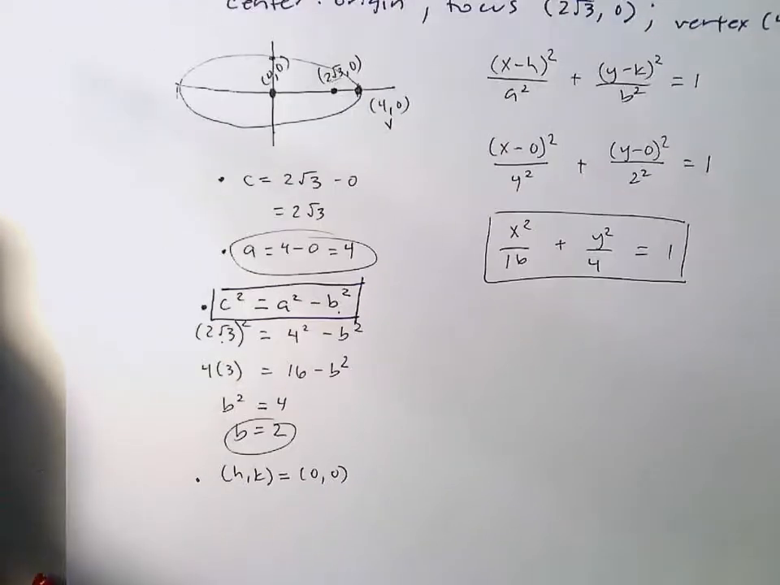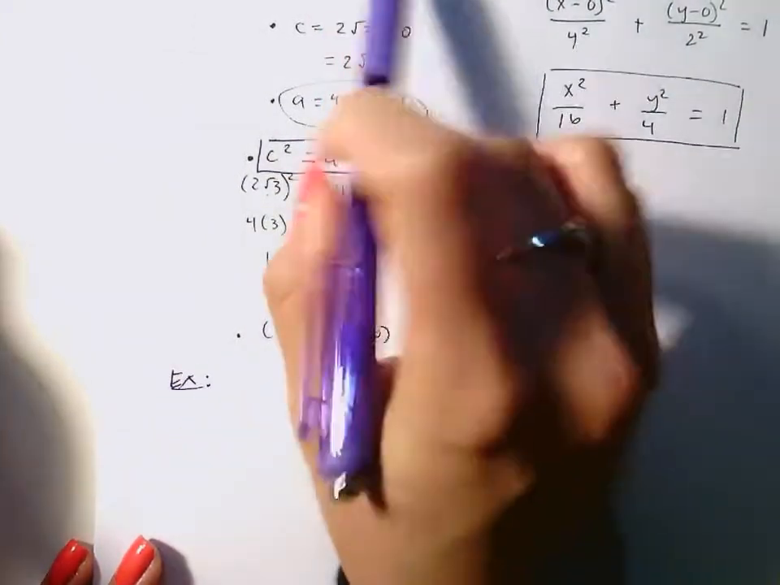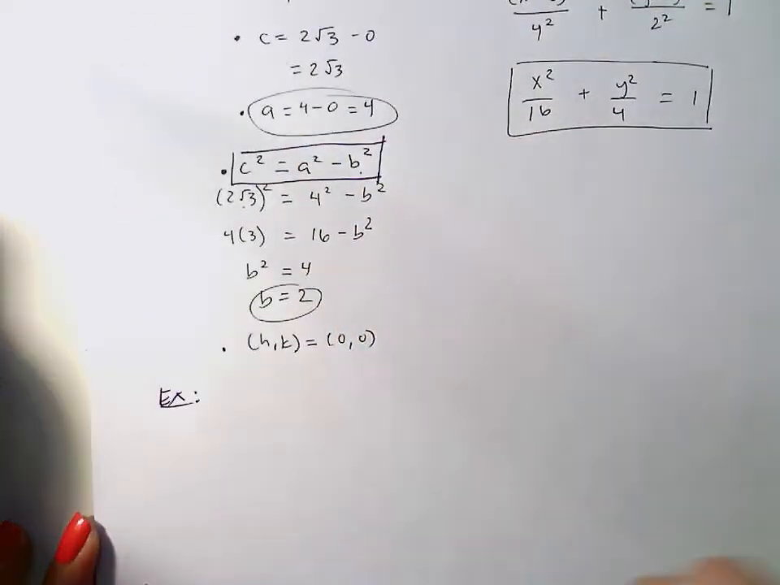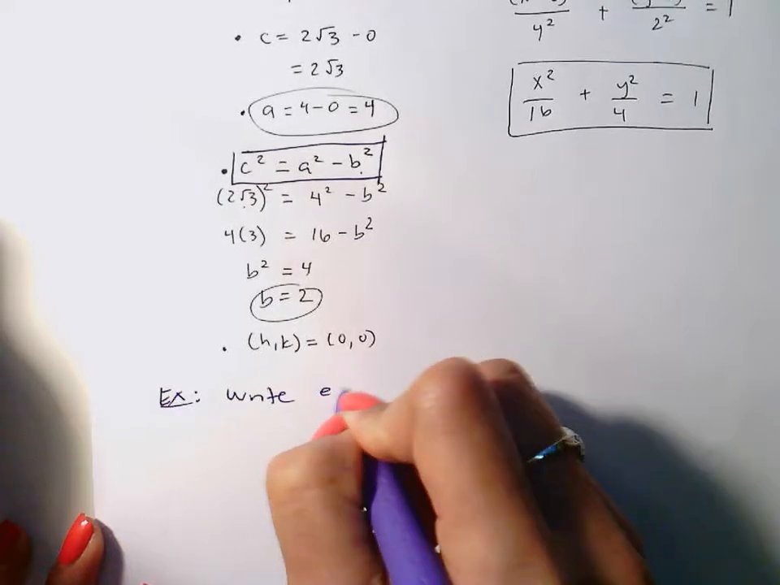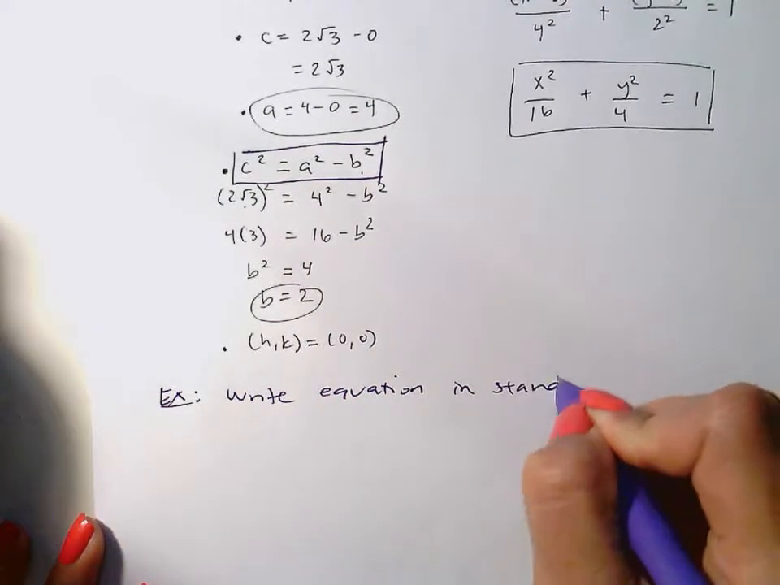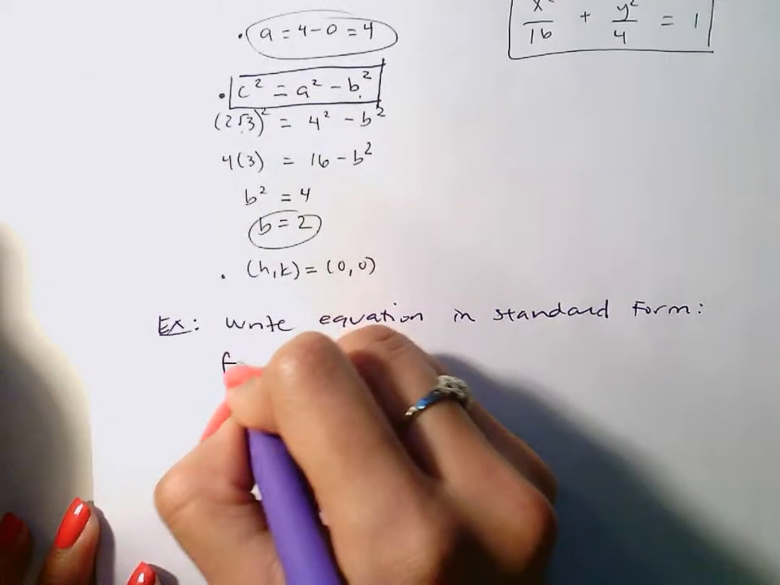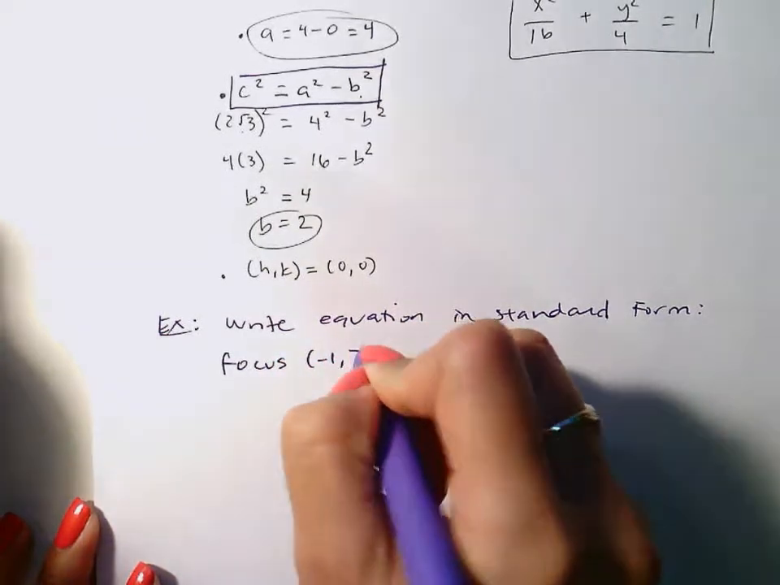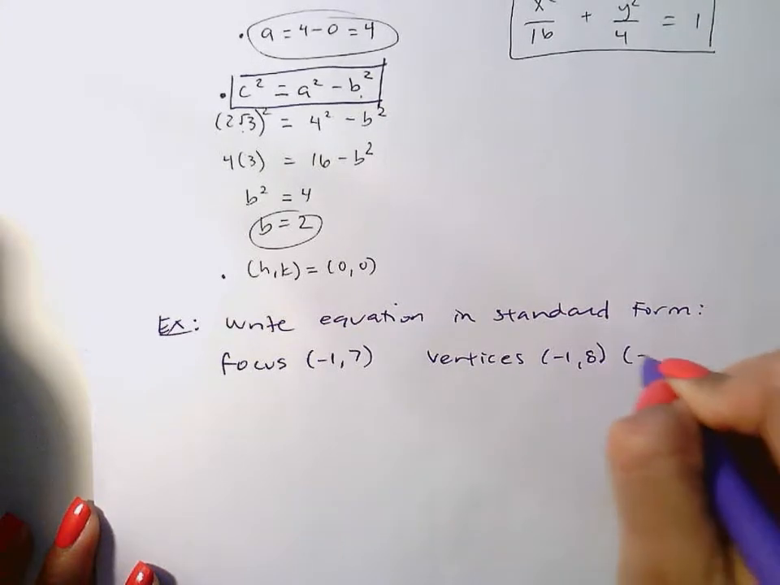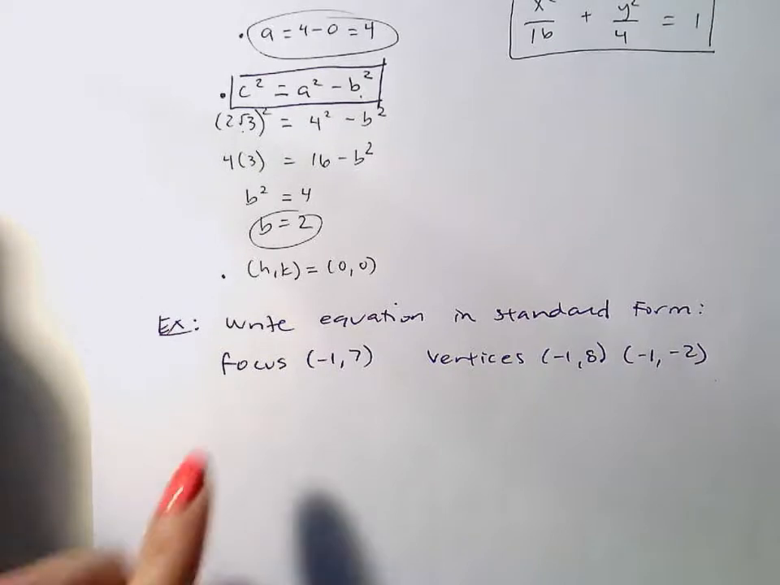So in this last example, we have a focus at -1, 7, and we're still going to write the equation in standard form, just like we did before. So focus is -1, 7, and my vertices are -1, 8, and -1, -2. So now I'm given two vertices, and I'm given the focus.